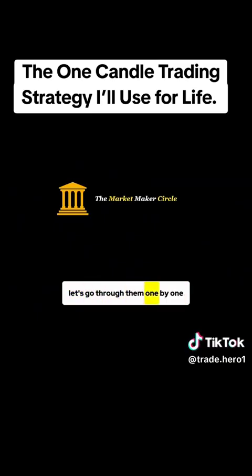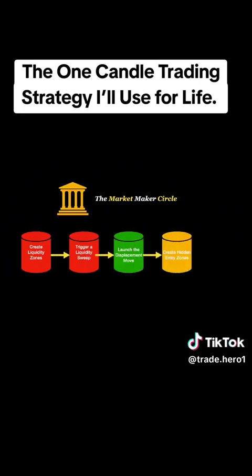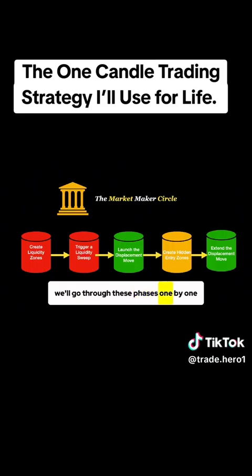Alright, now to trade the compression candle correctly, you need to understand the 5 phases of the market maker circle. Let's go through them one by one. Create liquidity zones, trigger a liquidity sweep, launch the displacement move, create hidden entry zones, and extend the displacement move. We'll go through these phases one by one so you can understand exactly where to spot the right compression candle and how to make the best possible entry alongside smart money.